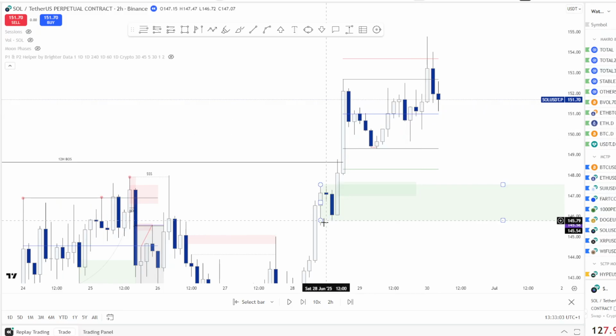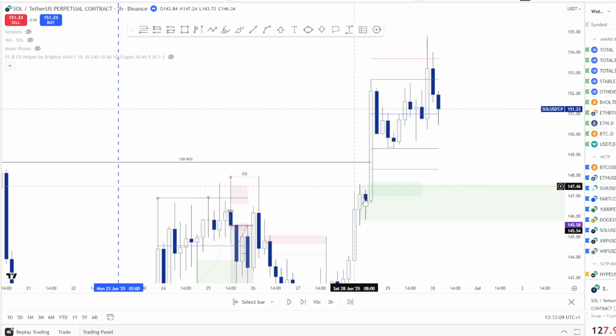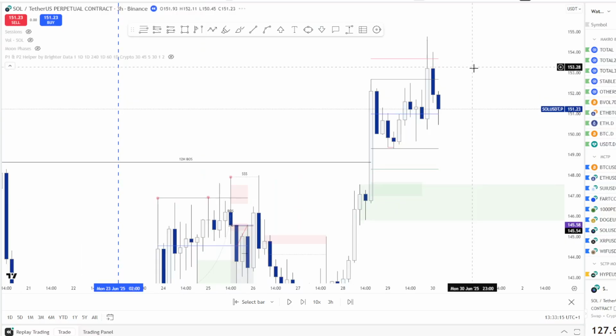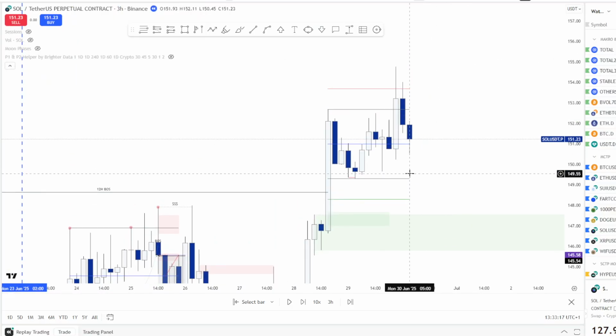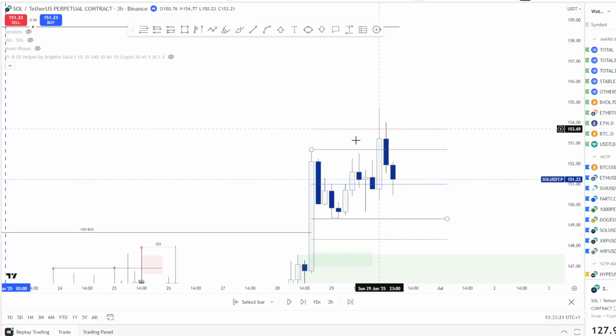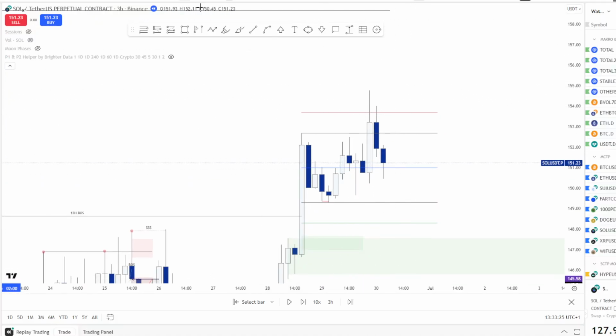So on the 2 we have 2 up, down, up. On the 3 we have up, down, up. On the 4 it is not valid. So on the 3 this could be a valid range. We SFP'd, or we did not close above the DL tool, so this could be a potential range.